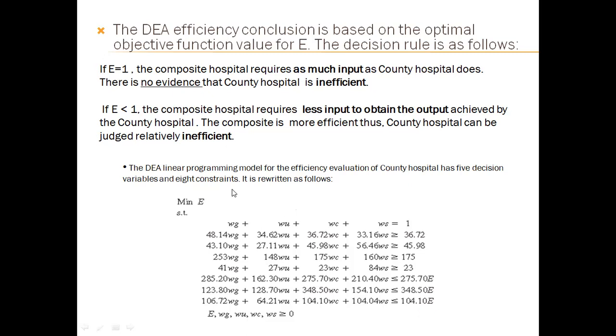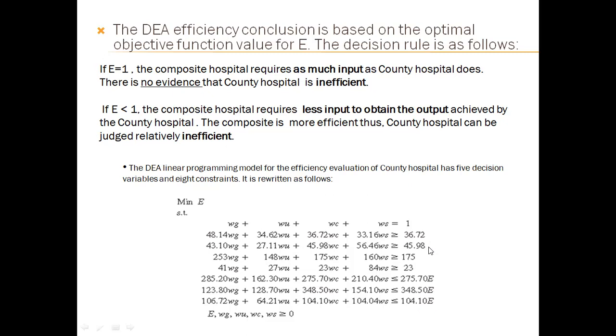Okay, so the DEA linear programming model for the efficiency evaluation of county hospital has 5 decision variables and 8 constraints. It is rewritten as follows. So all of this information here, guys, are the expressions that we have made a while ago. So minimizing E, and then we have WG plus WU plus WC plus WS is equal to 1, the first one. 48.14 WG plus 34.62 WU plus 36.72 WC plus 33.16 WS is greater than or equal to 36.72.